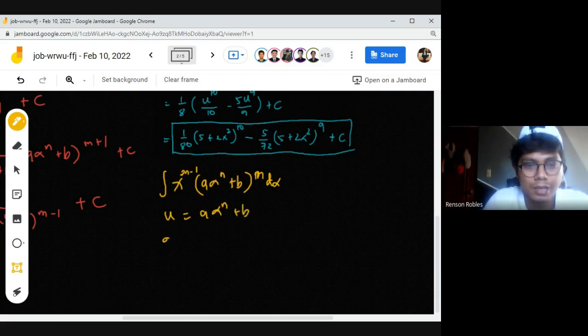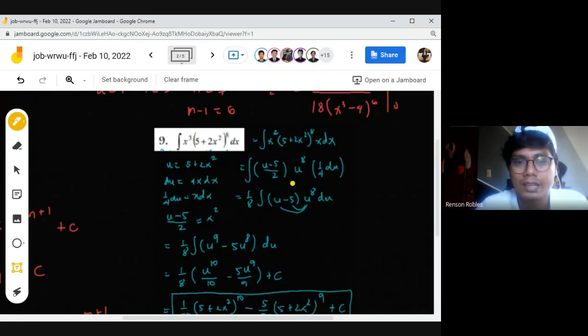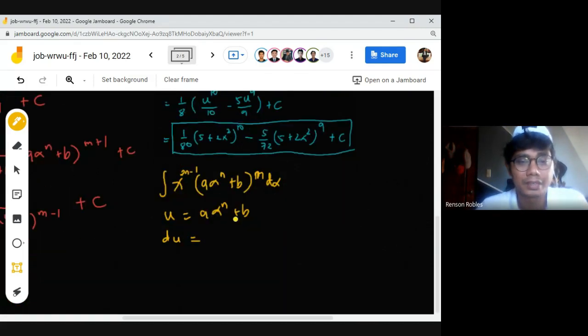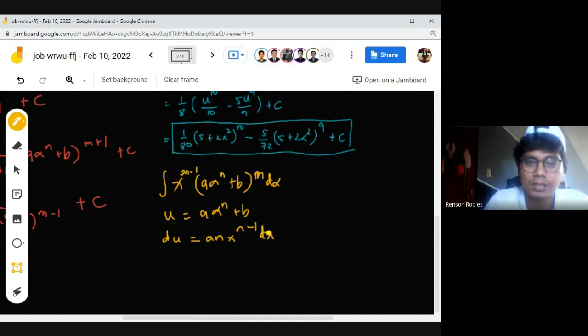Sir, what are you doing? I am generating a formula to integrate this easily para hindi mahaba yung solution like this. Although, okay pa naman to kasi madali pa naman to. Okay, du equals an x raised to n minus 1 dx. Bring n down, multiply it to a, x, then you subtract 1 from n.